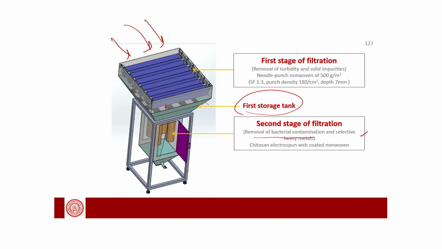Here we have used chitosan nanowave. And then this is the storage for the second stage. You can see this is the final drinkable water which we can get here after two stage filtration, and here is the outlet which is the drinking water.